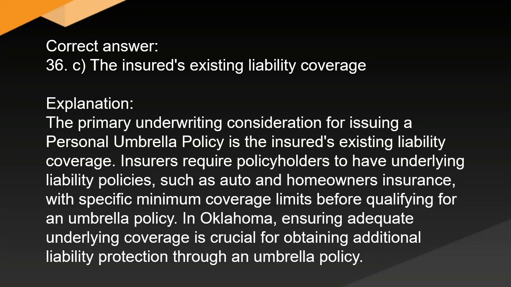Correct answer. C. The insured's existing liability coverage. Explanation. The primary underwriting consideration for issuing a personal umbrella policy is the insured's existing liability coverage. Insurers require policyholders to have underlying liability policies, such as auto and homeowners insurance, with specific minimum coverage limits before qualifying for an umbrella policy. In Oklahoma, ensuring adequate underlying coverage is crucial for obtaining additional liability protection through an umbrella policy.